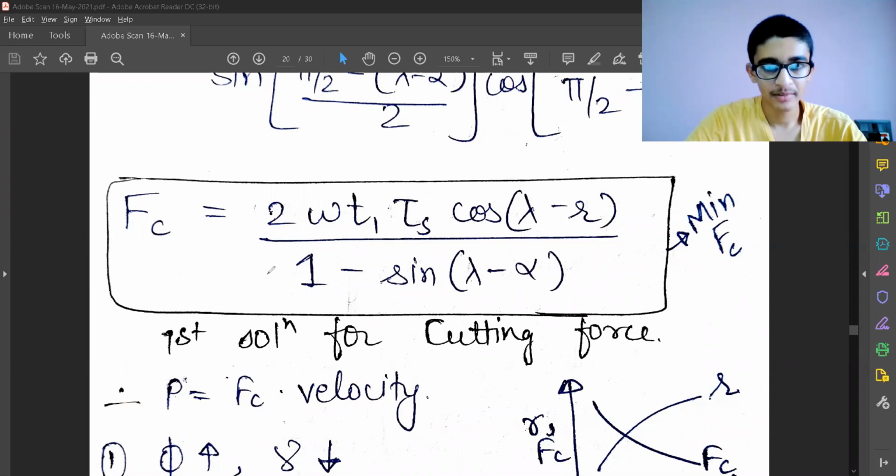In the next video, I'll make some conclusions regarding how the machining parameters and material property values are going to change my force value and the dependent parameters, that are the force and power required. So we'll stop over here. Thank you.